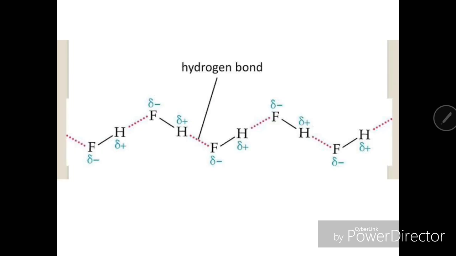In the HF molecule also you will find hydrogen bonds. Fluorine and hydrogen of two separate molecules interact with each other through hydrogen bonds. Hydrogen is partially positively charged and fluorine is partially negatively charged. The partially positively charged hydrogen of one molecule interacts with the partially negatively charged fluorine of another molecule, and that interaction is a hydrogen bond.